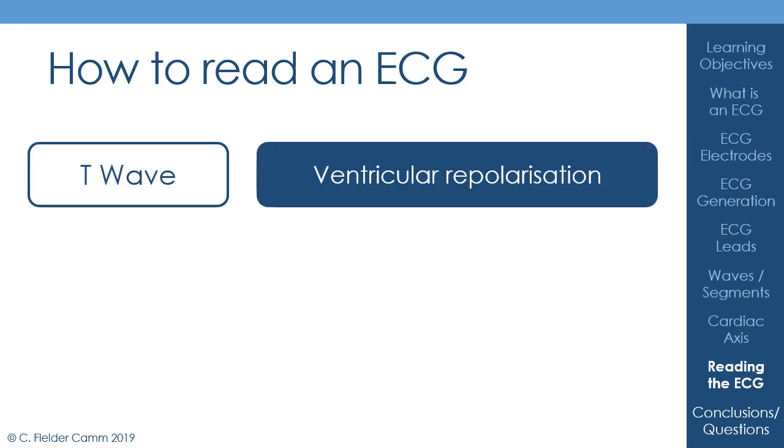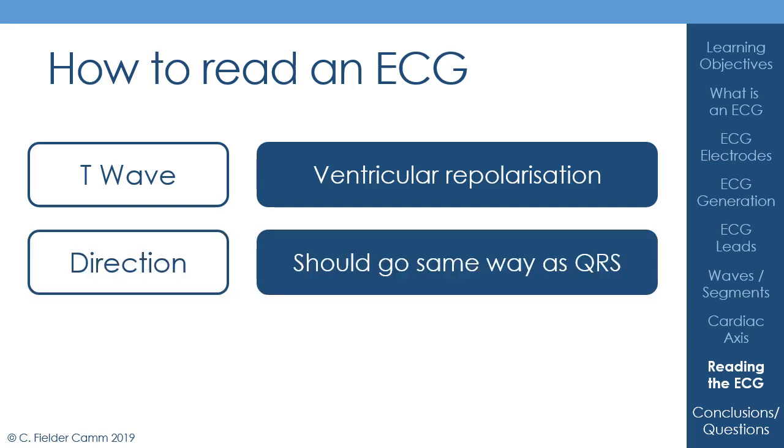So, now that we've done the ST segment, we're on to the T wave. And as we explained before, the T wave represents ventricular repolarization. And broadly, it should go in the same direction as the QRS complex. So if in a particular lead, the QRS complex is predominantly upright, i.e. the R wave is greater than the S wave, then the T wave should be upright.